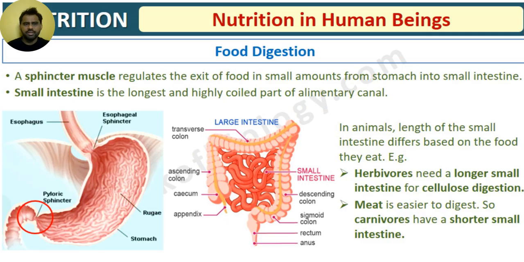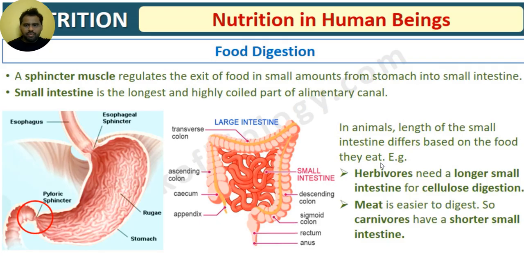We have a sphincter muscle which regulates the exit of food in smaller amounts from the stomach into the small intestine. From the stomach the food goes to the small intestine because of the action of the sphincter muscle. The small intestine is the longest and highly coiled part of the alimentary canal. Its only name is small. This is the large intestine, and this is the small intestine.